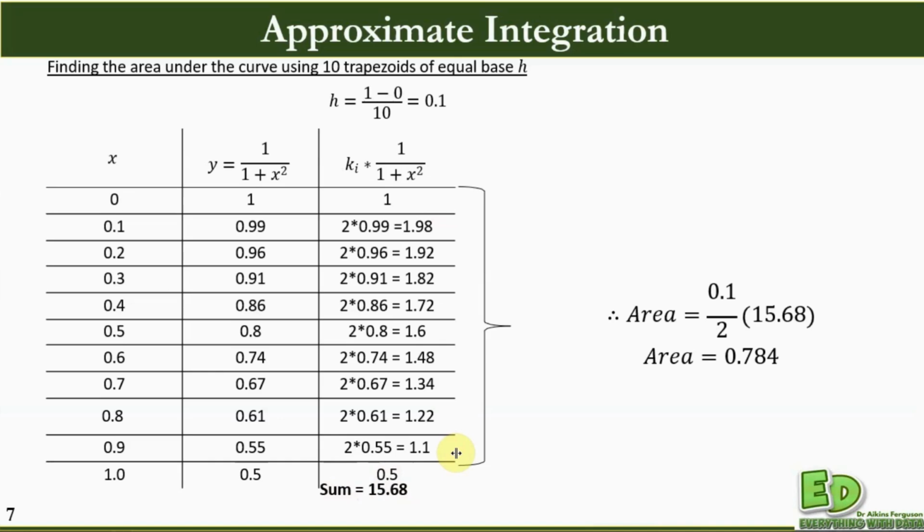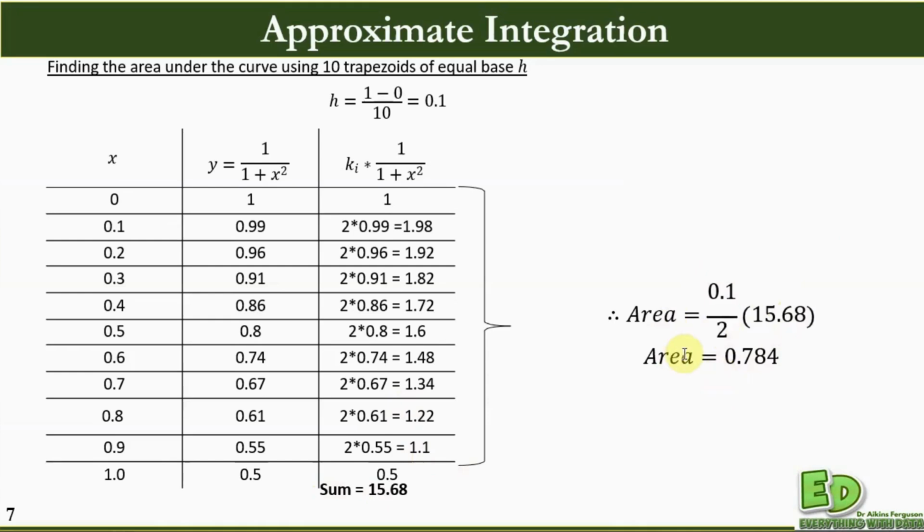The final step is to find the area under the curve, and we need 2 points under the trapezium rule. So to find the area under that curve, it is h over 2 times the sum. What did we get as the width of the trapezoids? It is 0.1. So h is 0.1 divided by the 2 points that you need, then you multiply it by the sum of the last column. So 0.1 over 2 times 15.68 gives you 0.784.